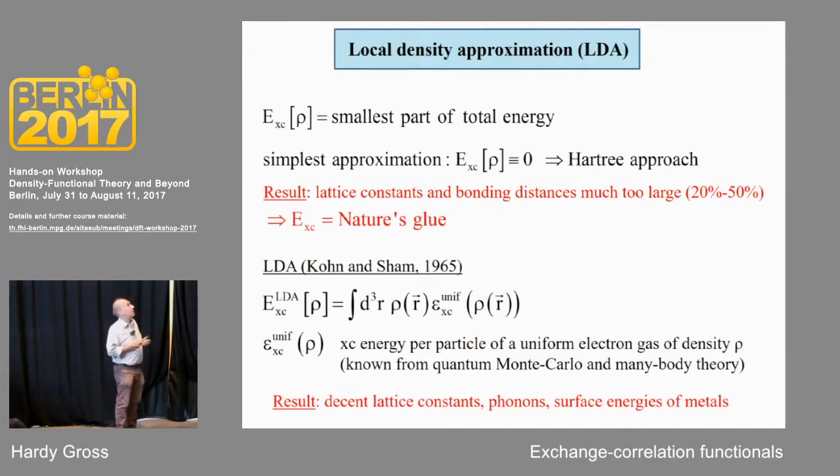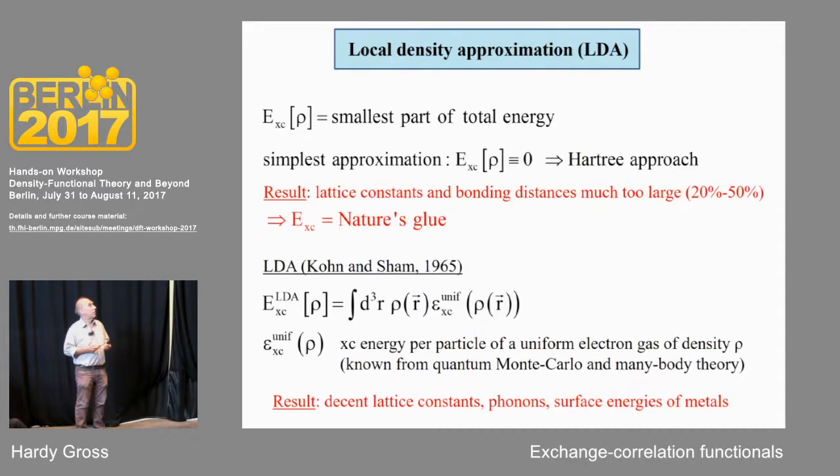So then the next simpler approximation is the LDA. Here you use as input the exchange correlation energy as a function of the density. Right? So this object is the exchange correlation energy per particle of a uniform electron gas with density rho. And this object is known from Monte Carlo, from many-body theory, so that there exist approximations, parametrizations of it, so that you can consider as given.